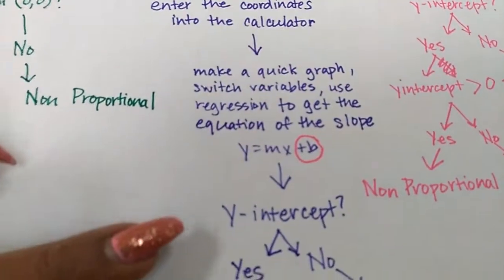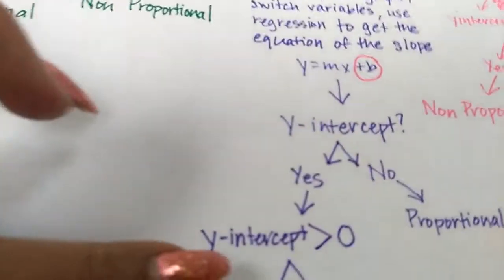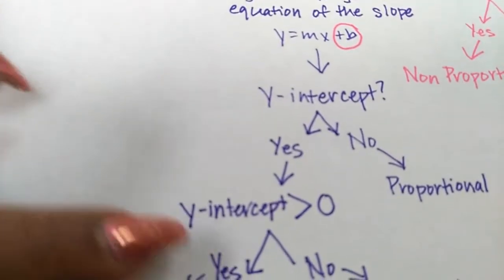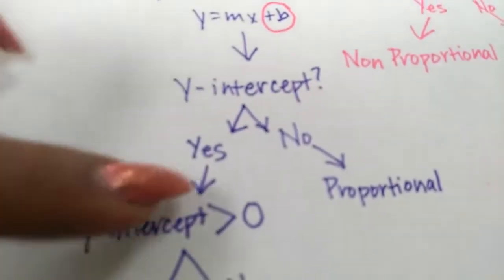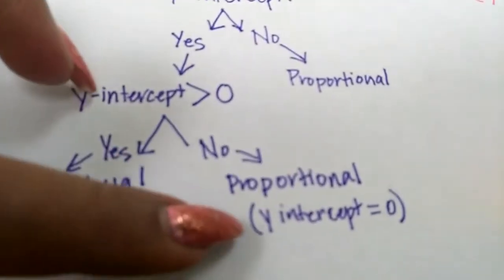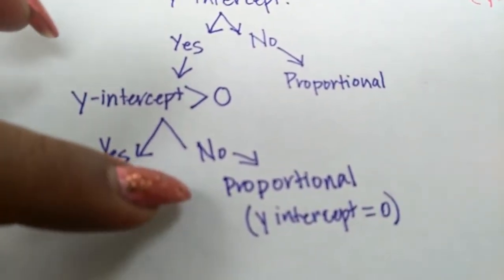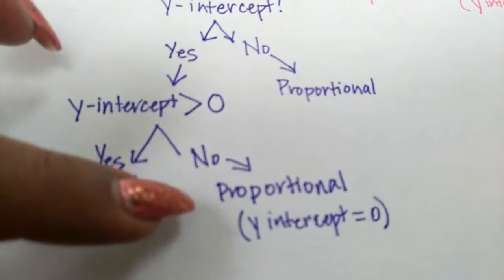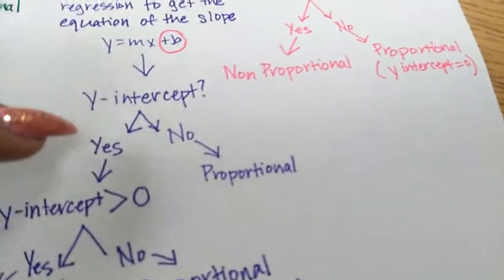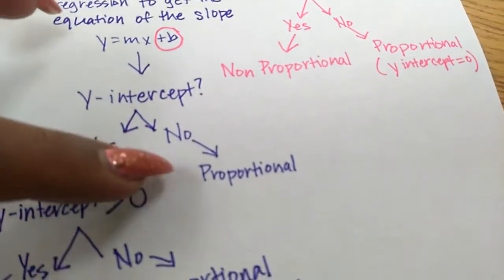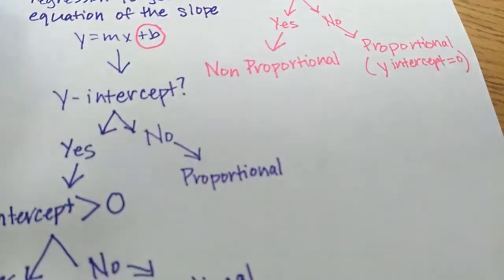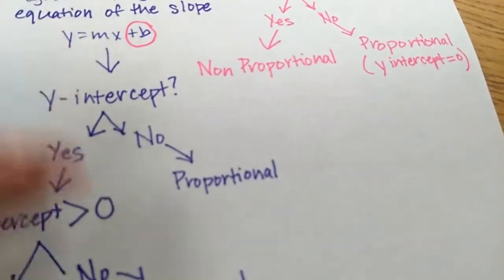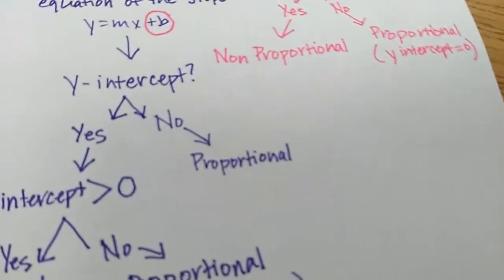I focus on the b portion, the y-intercept. If there is a y-intercept, and that y-intercept is greater than 0, then it is non-proportional. If the y-intercept is equal to 0, then it is proportional. If the y-intercept is not there, if it's missing, if it's gone, if you just have y equals the slope and x, then it is a proportional relationship.